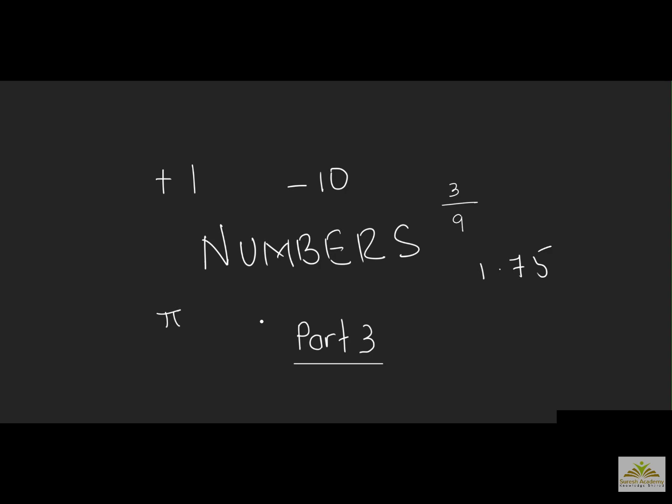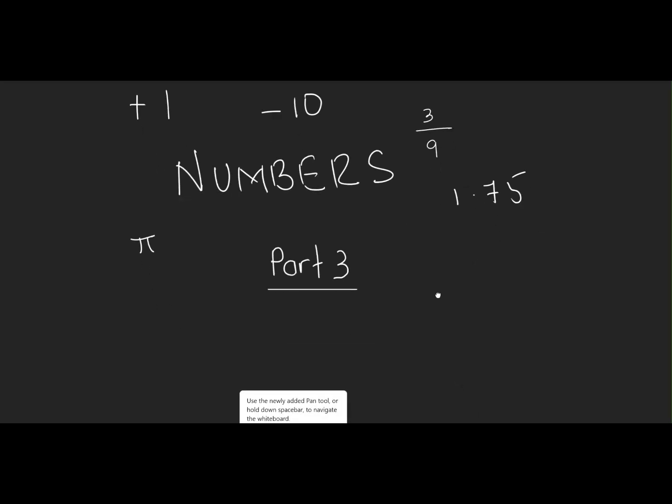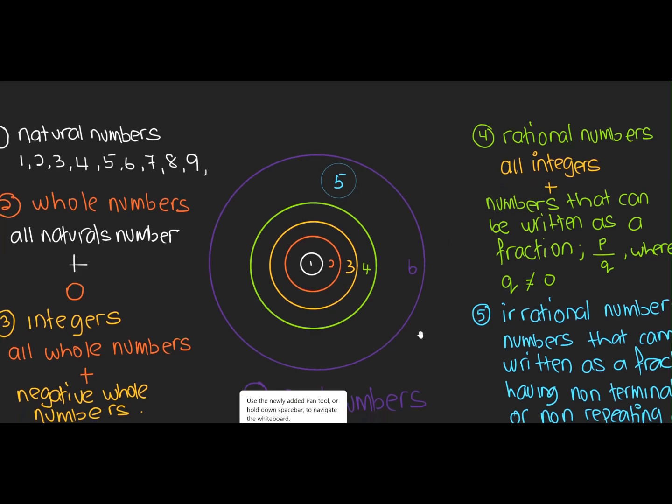Part 3, numbers. This is the continuation of the number series. And in part 3, we are going to look into integers, which is the next group of numbers. Integers here is represented by this orange circle labeled 3.